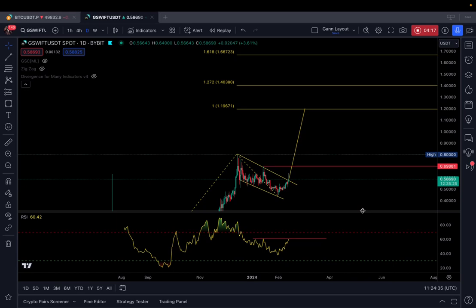Overall, it looks like a good coin. It looks like something that can make it to $1.20 or even more, $1.66. No problem. That's all I have for you on G Swift.